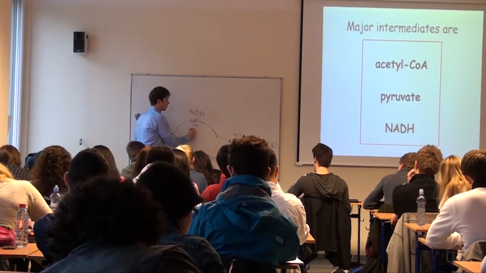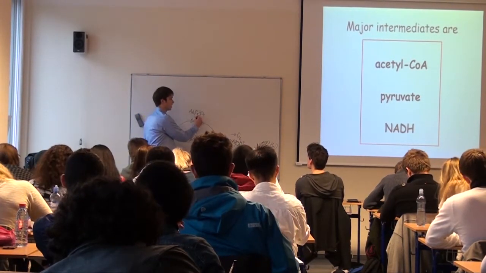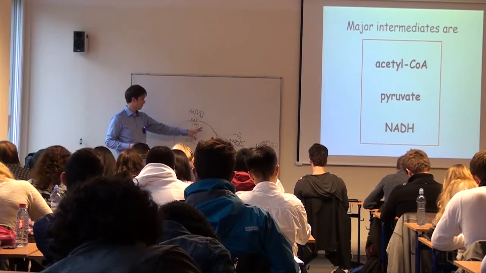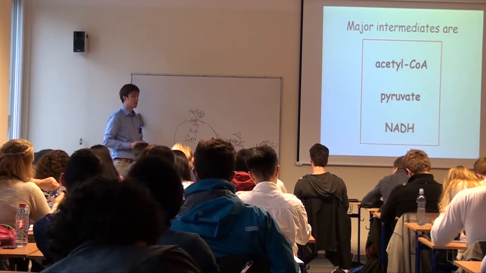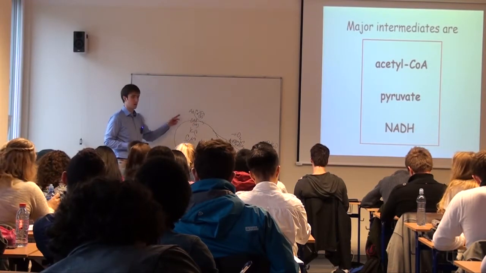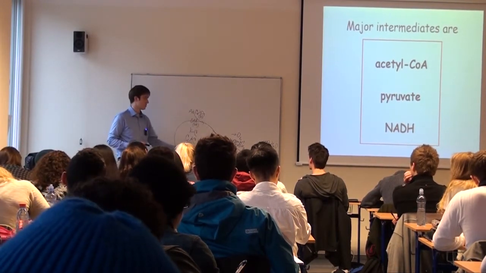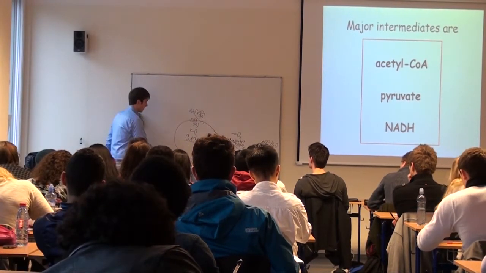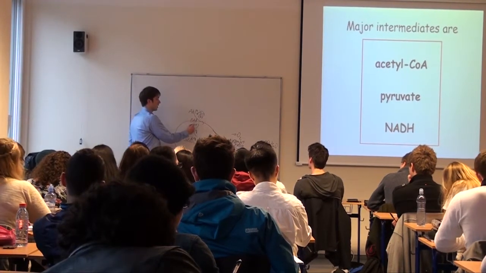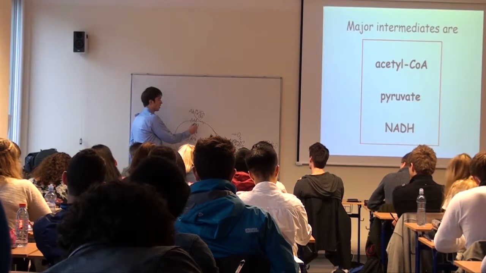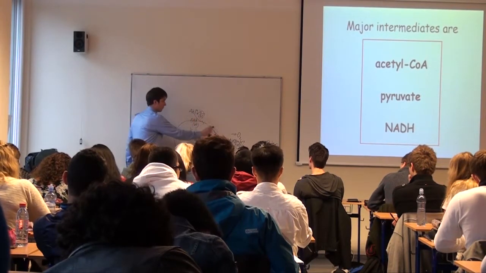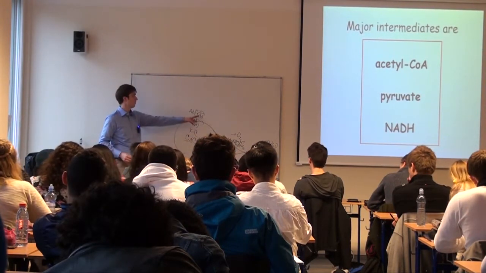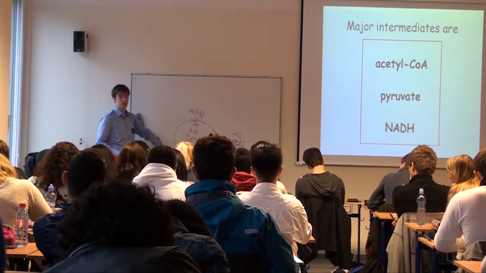Oxaloacetate has 4 carbon atoms and acetyl coenzyme A has 2. It means, how many molecules of carbon dioxide do we produce in 1 Krebs cycle? 2 molecules, yes? Here we have oxaloacetate, it has 4 carbon atoms. It reacts with 2 carbon atoms, and at the end you have the oxaloacetate again. So you have to release 2 carbon atoms in the form of carbon dioxide.